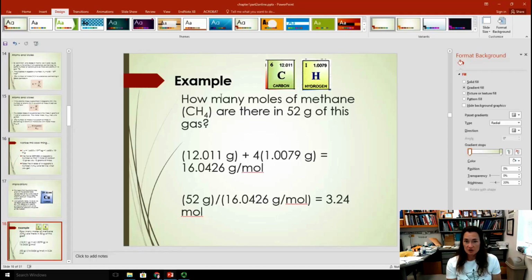Now, in order to find the number of moles, you just take the mass of the amount that you have, which here is given as 52 grams, and you divide that by the molar mass, which is 16.0426 grams per mole, and you solve, and you get 3.24 moles in 52 grams of methane.